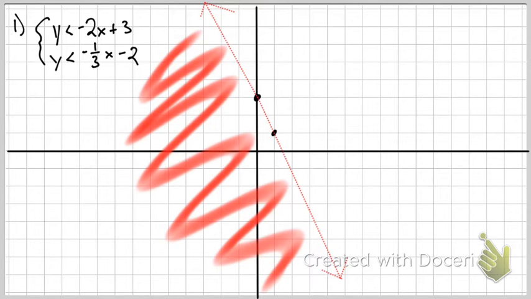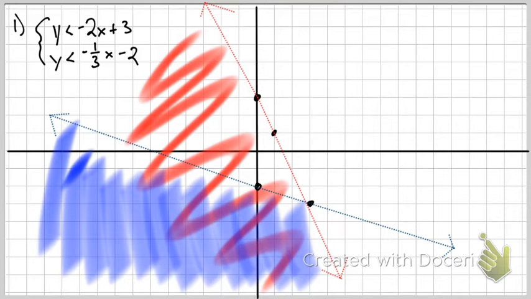Now, let's go to the second one. I have a y-intercept of -2 and a slope of -1/3. And that's going to give me this line. Again, it's going to be dashed. You guys see why it's going to be dashed? Because it's just a less than. So then I'm going to test the origin. 0 is less than -2. Is that true? No, so I need to shade the part that's not in the origin.